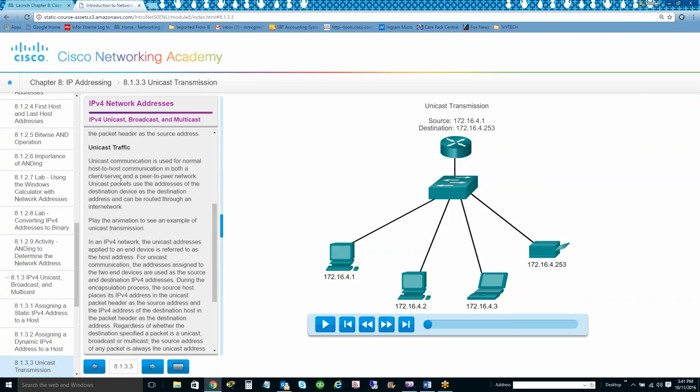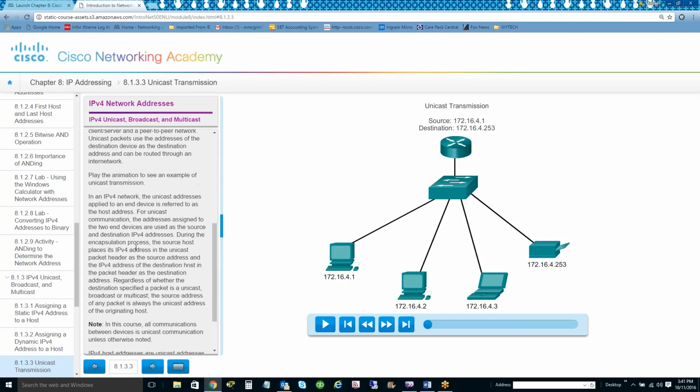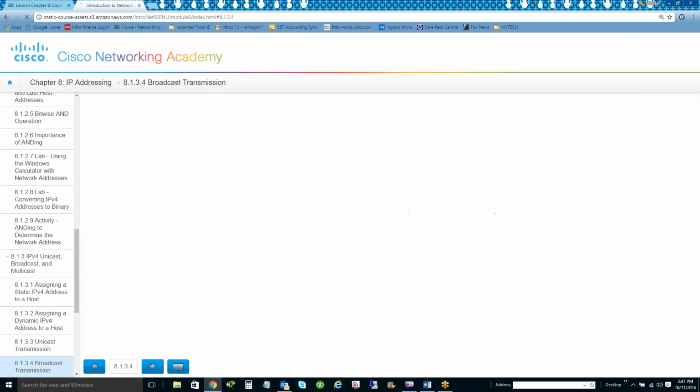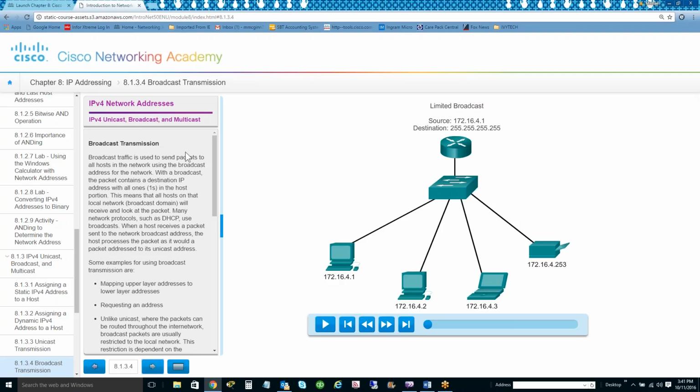Unicast traffic is pretty much self-explanatory. It's what we're used to working with. Broadcast transmission is again where a single host is sending to all hosts on its network, and it is always the last address. It's when the host portion of the IP address is all ones.